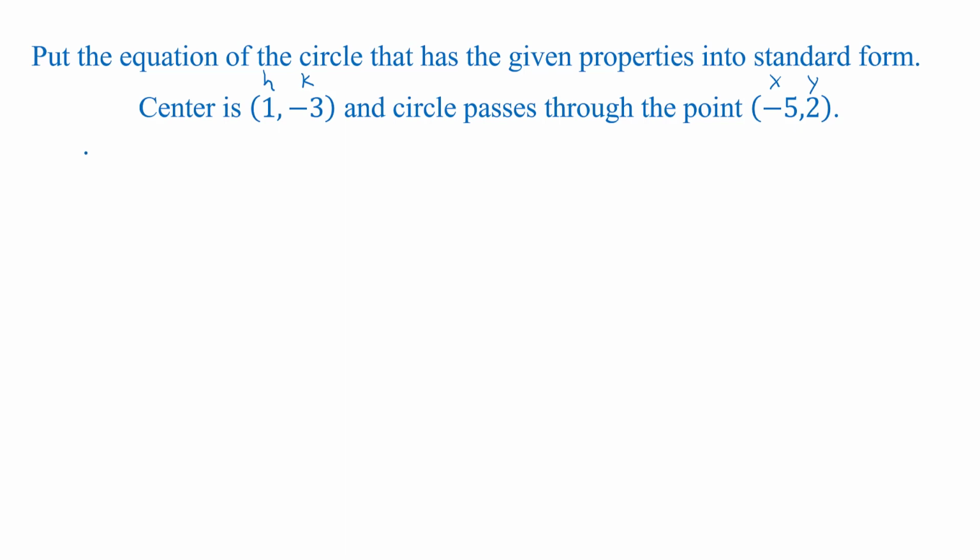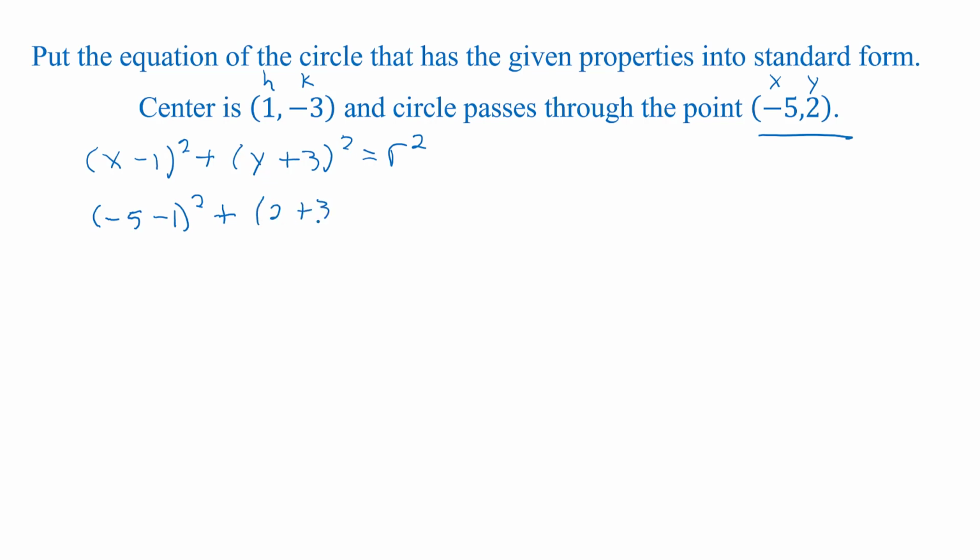So starting with our formula, we have x minus h. Here that would be (x - 1) squared plus (y - k). y minus a negative 3 would be (y + 3) squared equals r squared. I don't know what r is, but I can use this point we're given on the circle to find r. So I'll replace x with -5, I have (-5 - 1) squared. I will replace y with 2, so I have (2 + 3) squared equals r squared.